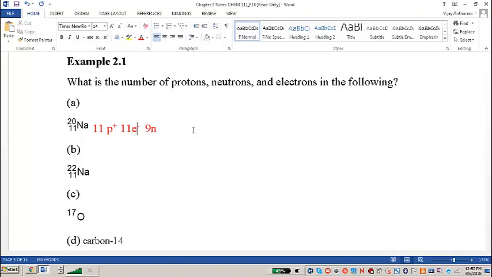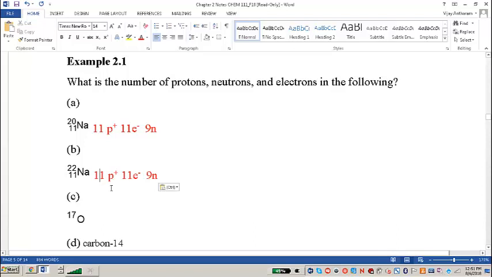Get into the habit of writing e as e minus like this. It's going to be important for later parts of the course, especially in Chem 2. So an electron we symbolize as an e with a minus superscript. A proton we symbolize as a p with a plus superscript. So 11 electrons, 11 protons, and 9 neutrons.